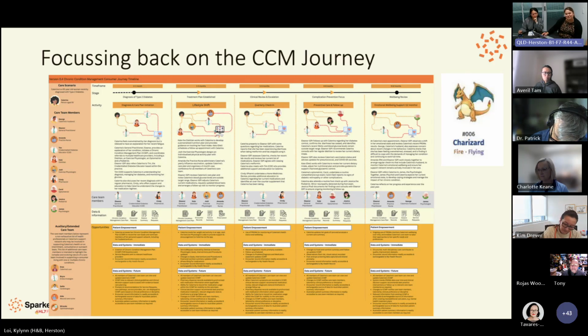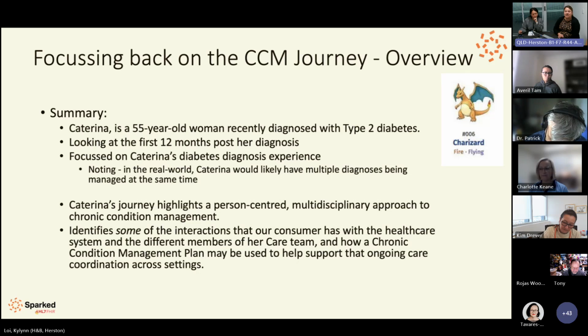I won't read through the journey specifically, but just to give a quick overview, it's about a patient, Katerina, who's a 55-year-old woman recently diagnosed with type 2 diabetes. It's looking at the first 12 months post her diagnosis, and it's focused on her experience of that.